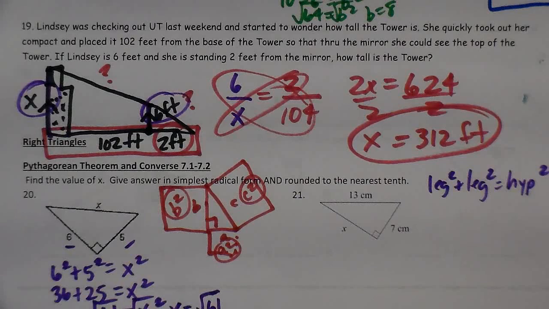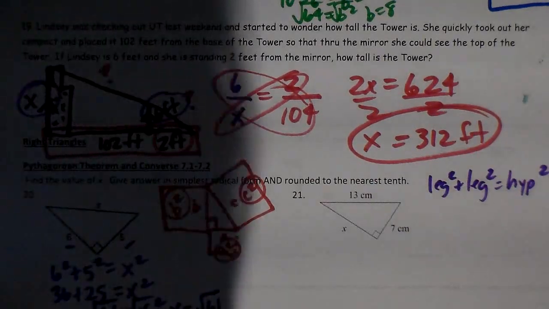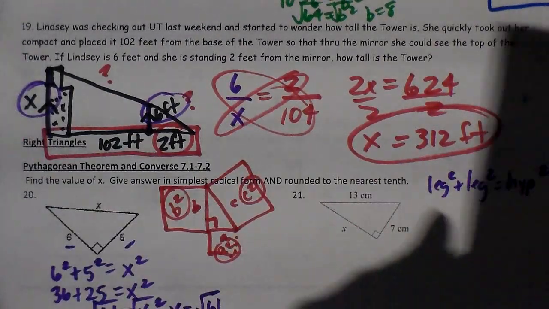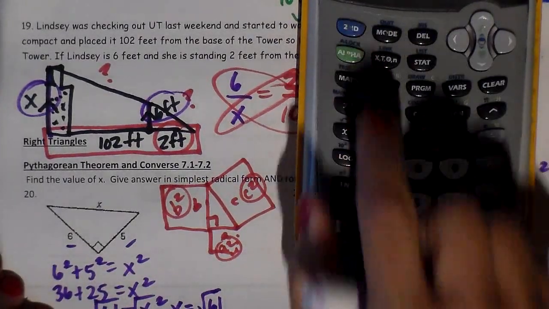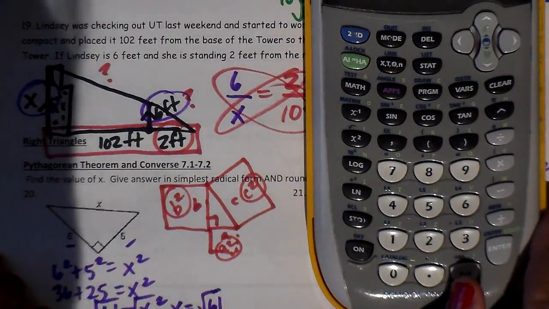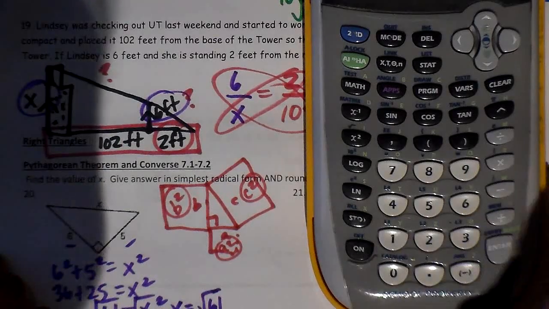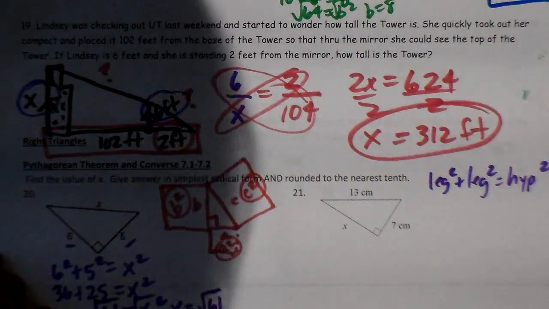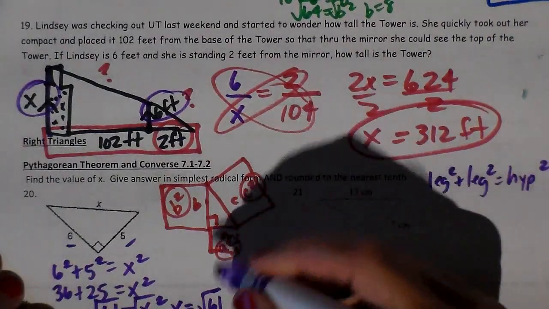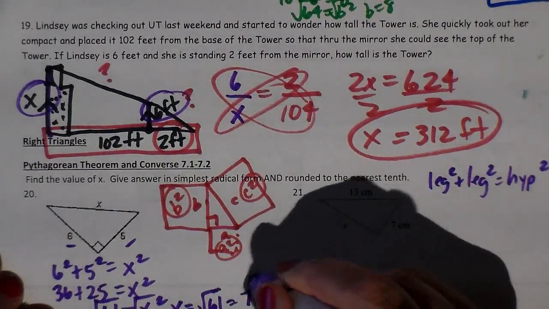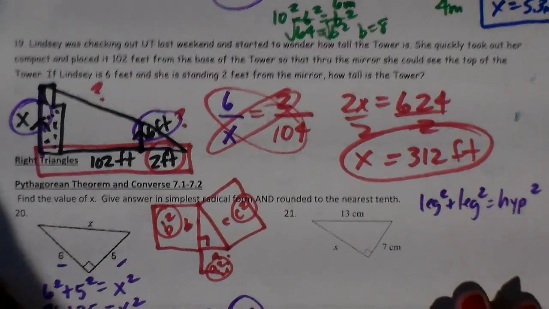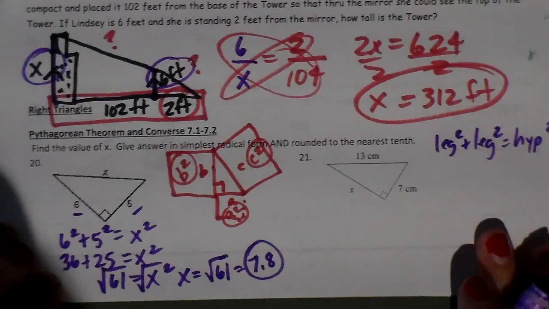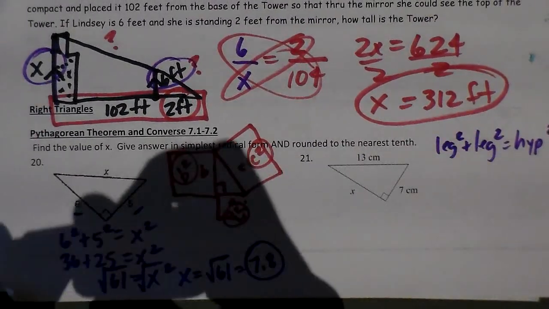Now, 61 is not something that has a perfect square factor to it, so that's not something that we can simplify anymore. If you actually want to get the exact value, then you would do second, square root of 61, and you'd get 7.8. So 7.8 is the approximate value of that side. But if we leave it in radical form, it is square root of 61. Okay, so let's look at 21.